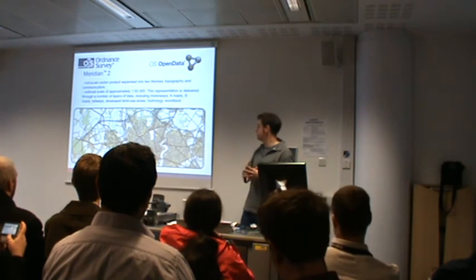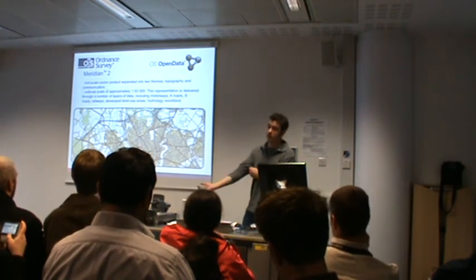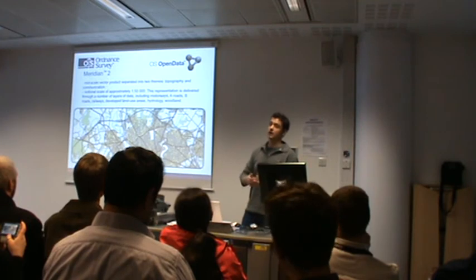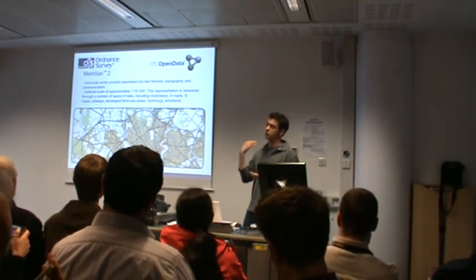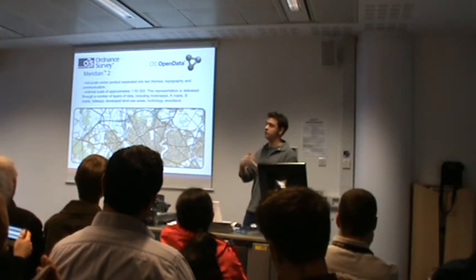Then we've got Meridian 2, which is a 1 to 50,000 scale mapping, another vector data set that again you can obviously style together with Vector Map District to get a more seamless feel between your Ordnance Survey maps.